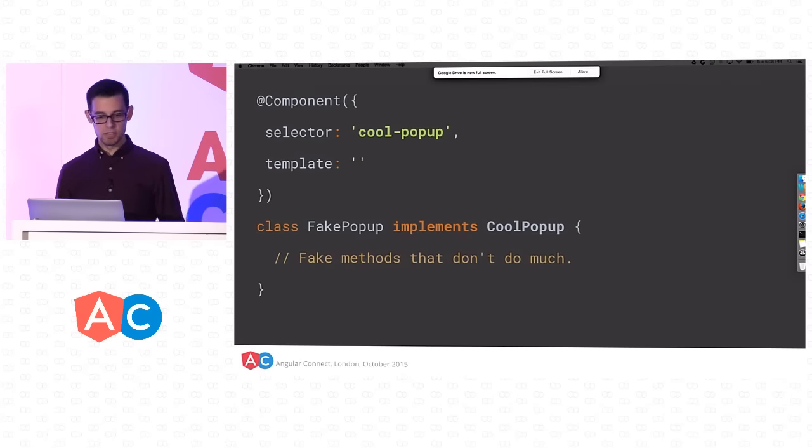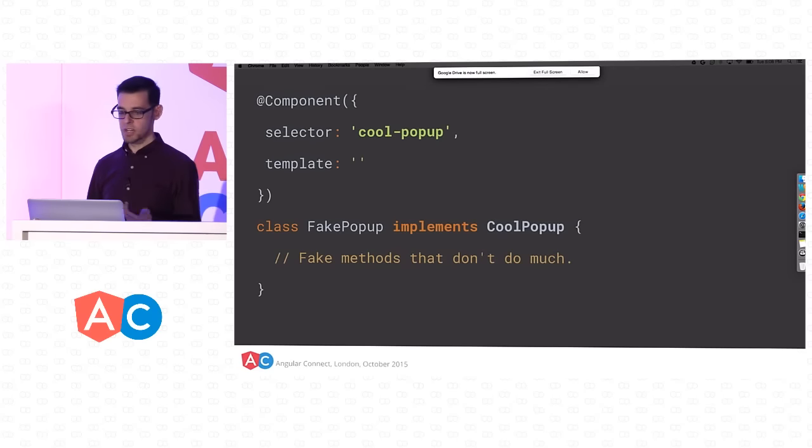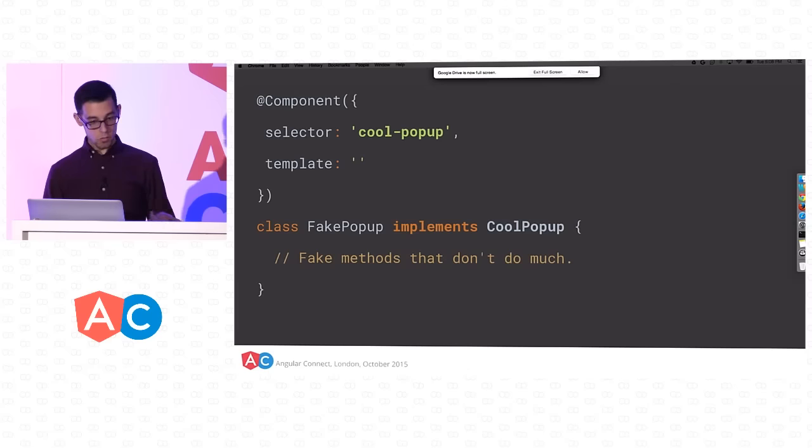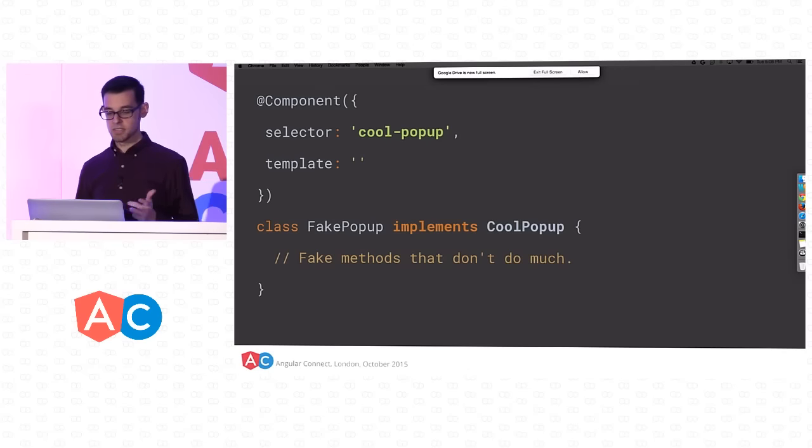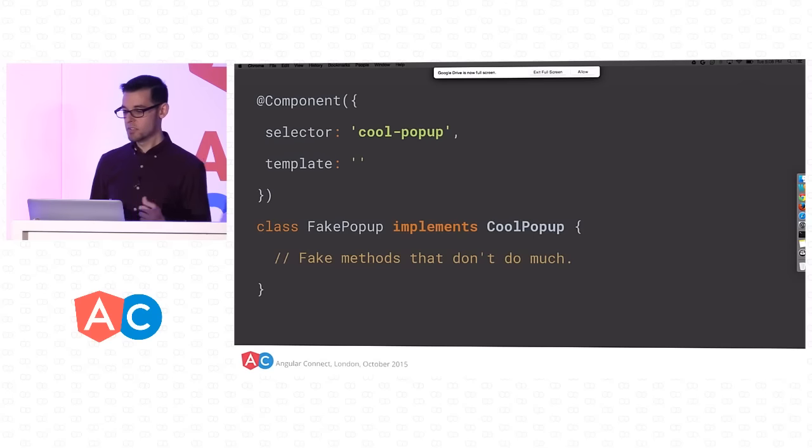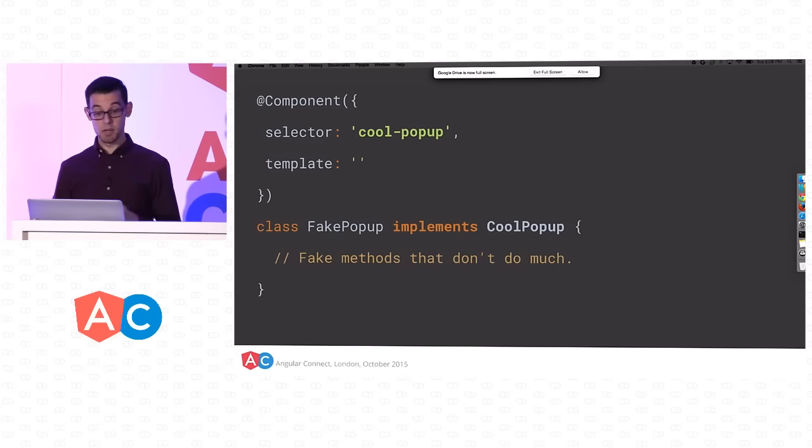The fake pop-up component would look something like this. It implements the same API as the real cool pop-up, but the implementation doesn't do much, just tracks some internal state. One cool trick is that TypeScript actually lets you use the implements keyword on a class, not just an interface, if you want to say something should have the exact same public API, which is pretty cool.